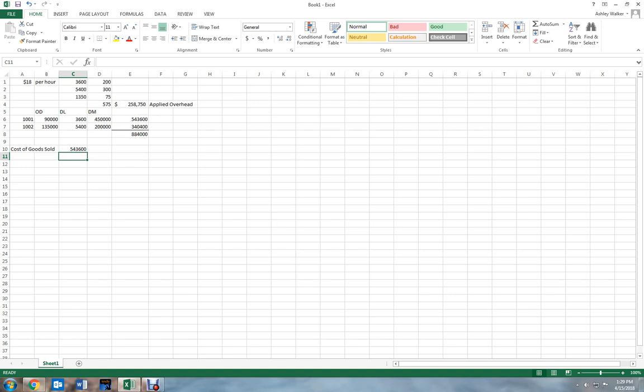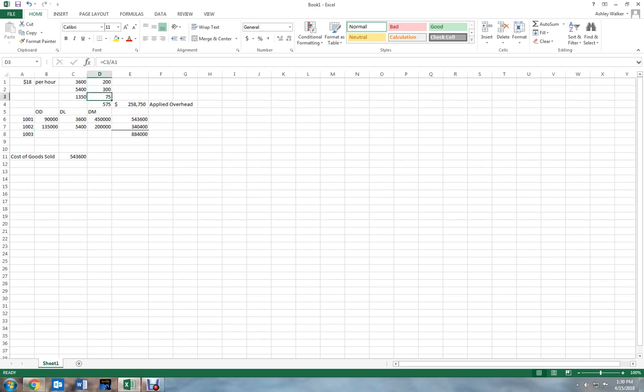So what we need to know is how much we should have applied. Our manufacturing overhead applied to jobs would have totaled $258,750. Our actual overhead, so we need to add 1003 in here just to clarify where we're getting some of these numbers. We're calculating the overhead for 1003. We knew it for 1001 and 1002, but not 1003.